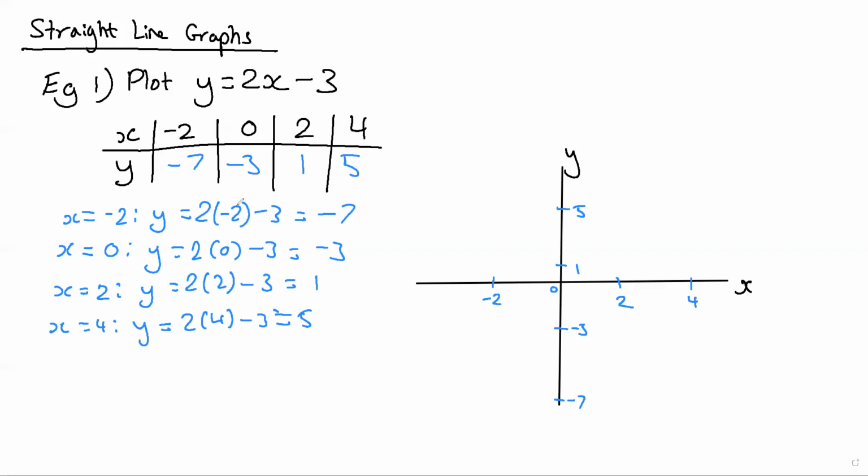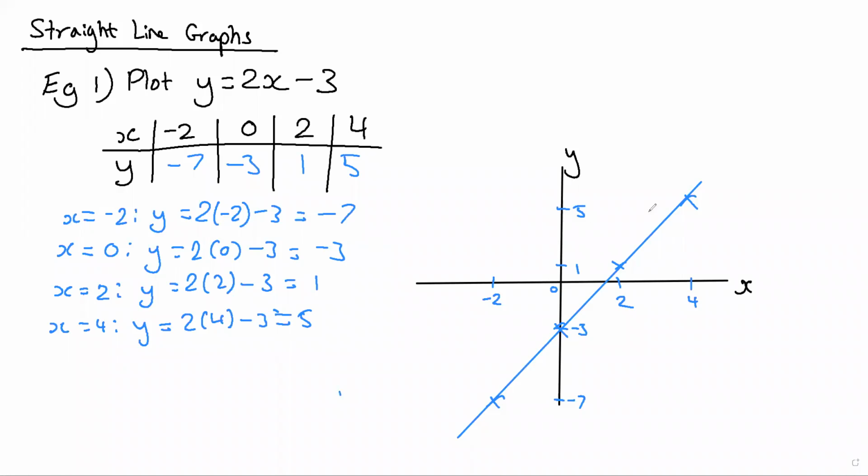So we have -2, -7, so that'll be this point. We have 0, -3, so that'll be this point. 2, 1, that point, and 4, 5 is that point. And you can see that we have a straight line going through the points, roughly. But obviously on graph paper, it will be more precise. So that's how you plot straight line graphs.